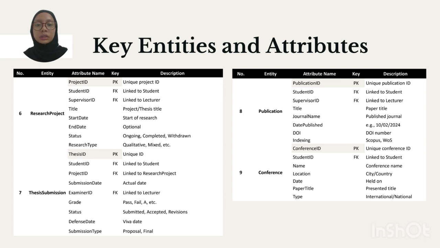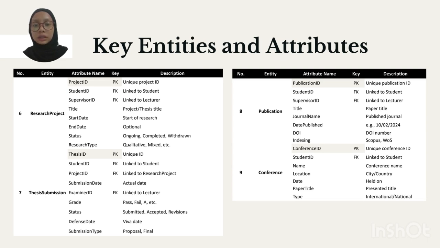So next is the publication entity. Each publication is uniquely tracked using publication ID. The table links to both the student ID and supervisor ID to identify the authorship and academic support involved. Core attributes like title, journal name, date published, and DOI record publication metadata, while the indexing field identifies whether the journal is indexed in Scopus or Web of Science.